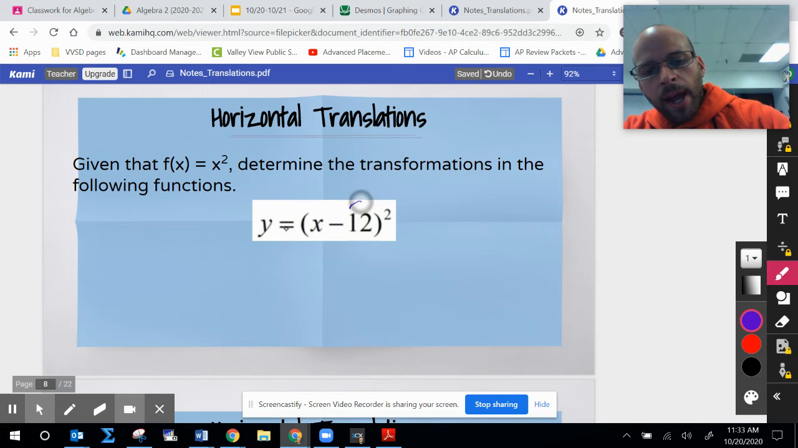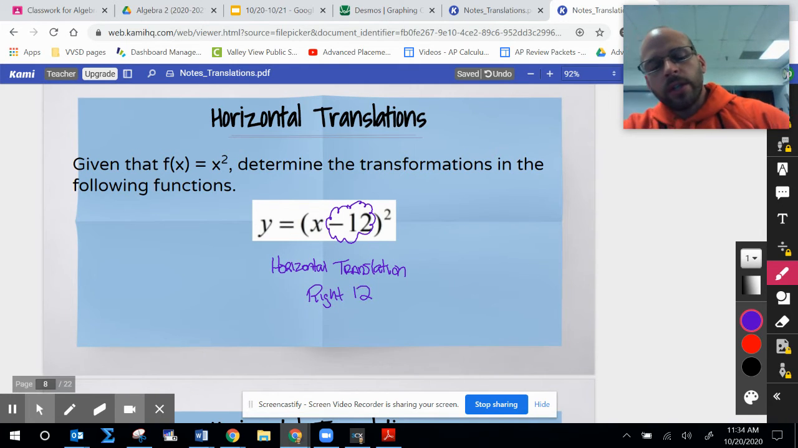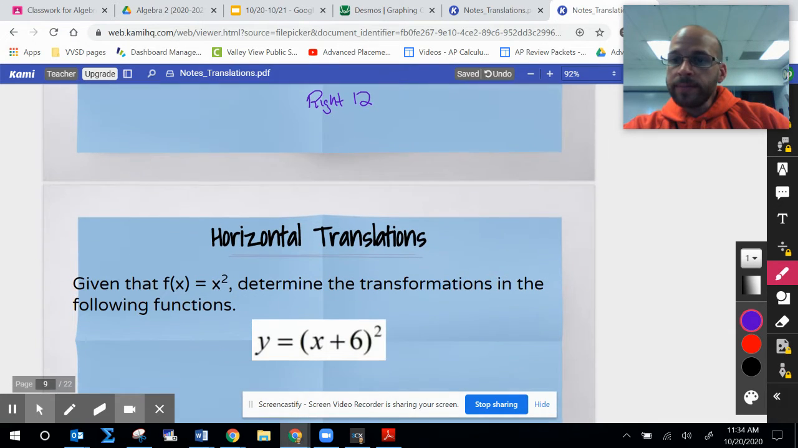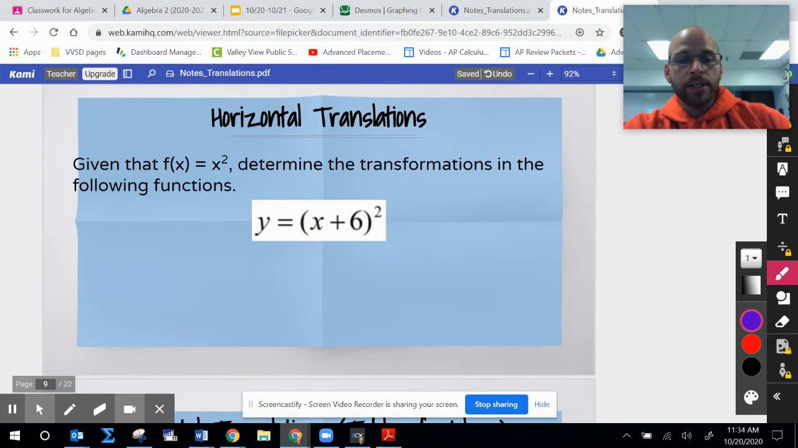So if I subtract 12 from the inside, then I'm going to have a horizontal translation right 12 units. Okay. I got another one. Feel free to pause the video. Try to do this on your own.